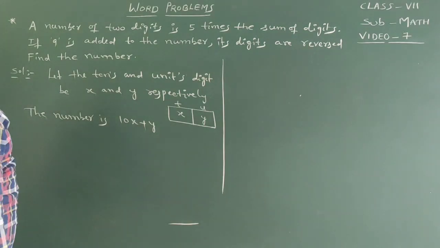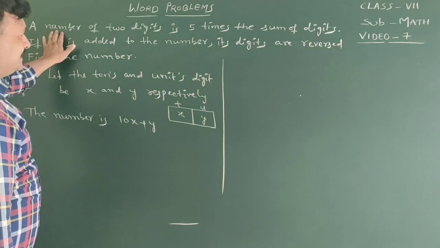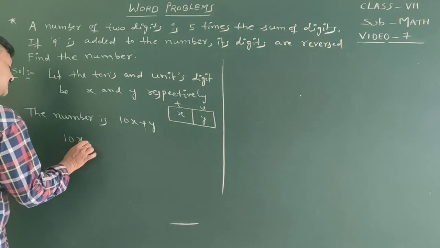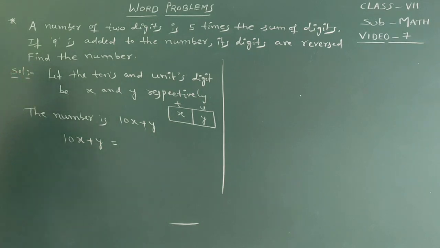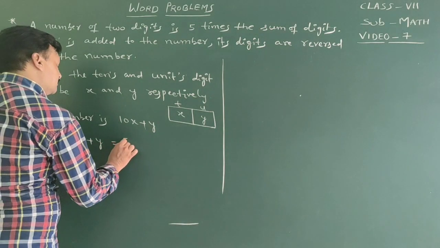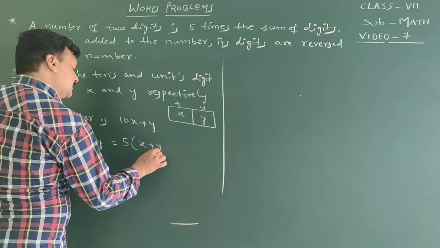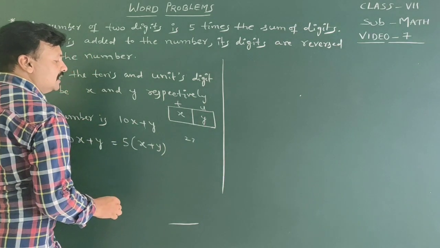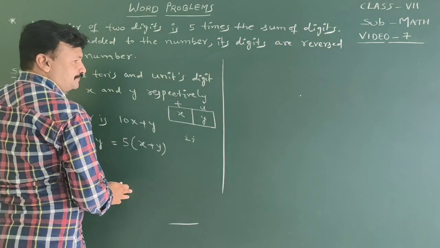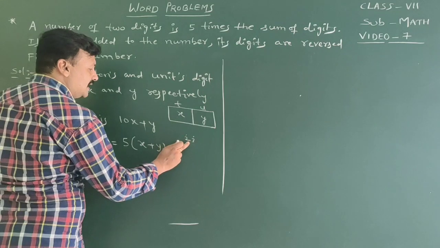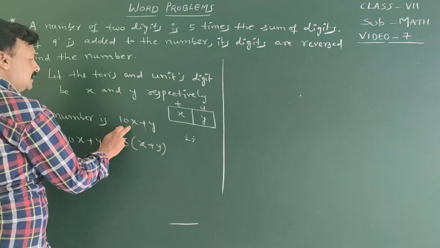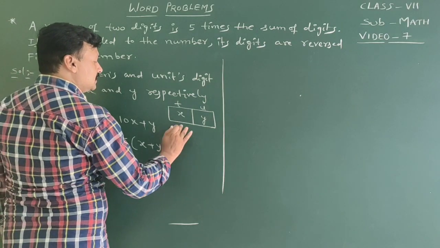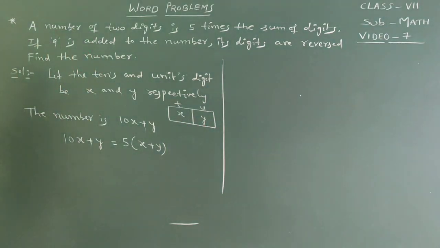Now the given condition is the number of two digits is 5 times the sum of digits. So 10x plus y equal to 5 times the sum of digits. Here the digits are x and y. For example, 23: the sum of digits means 2 plus 3. 2 is in tens place, that's why 20 plus 3 is the number. Sum of digits means 2 plus 3. That's why here with x and y, the sum is x plus y.